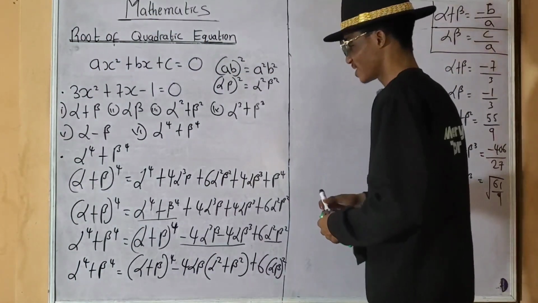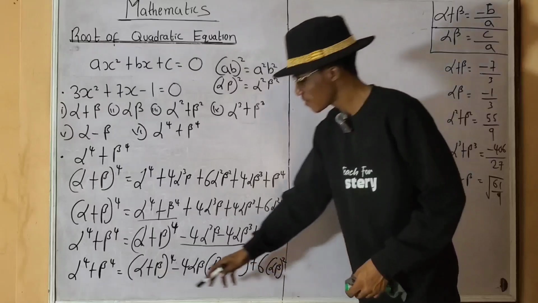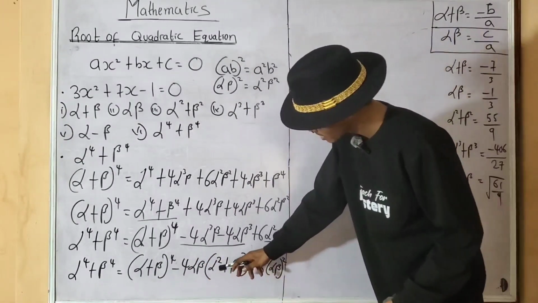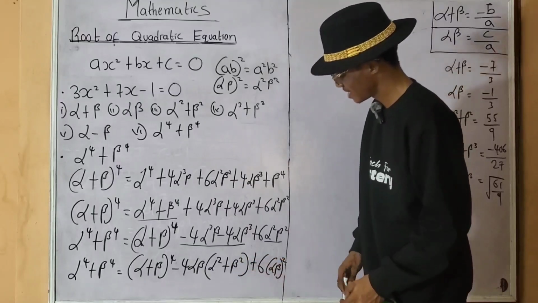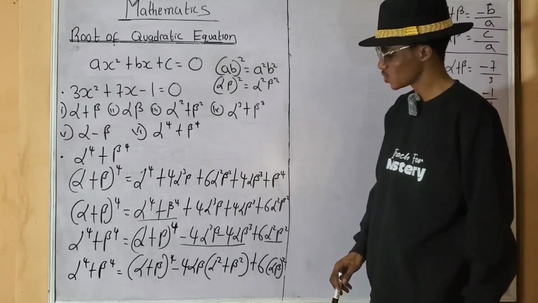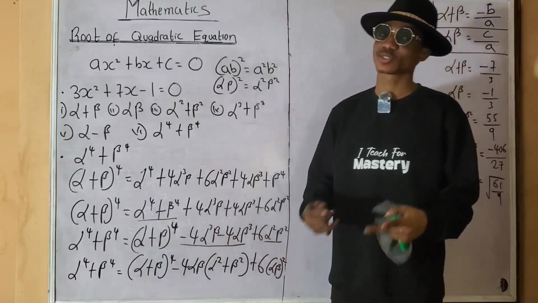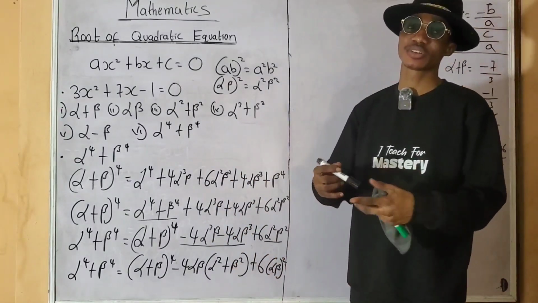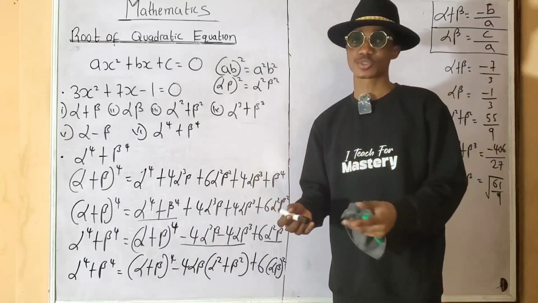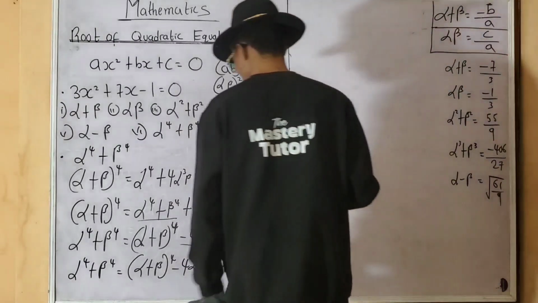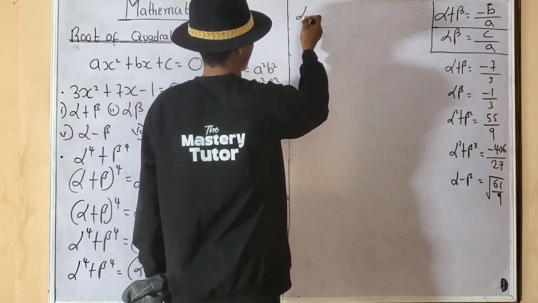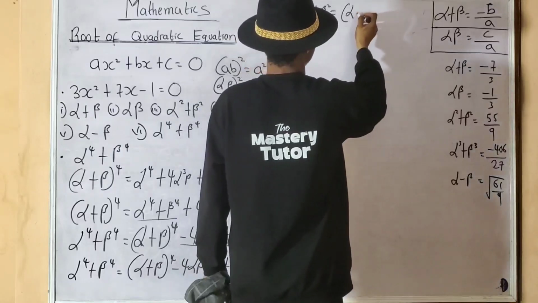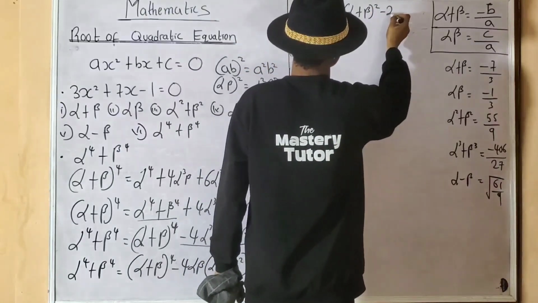Let us progress. Now, when you get to this point, you can see that we have alpha plus beta here. This is done. We have negative 4 alpha beta. This is done. But now we are still having alpha squared plus beta squared. So I have to express this as sum of the roots and product of the roots, because I cannot evaluate this without doing so. Since we know that alpha squared plus beta squared is equal to alpha plus beta squared minus 2 alpha beta.